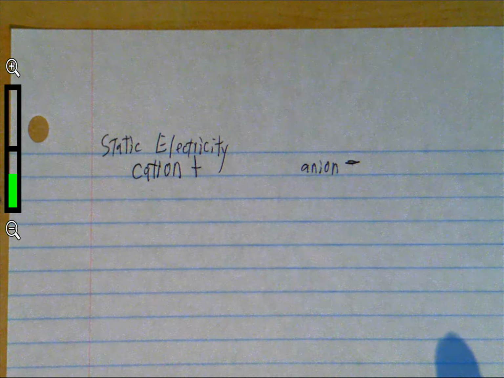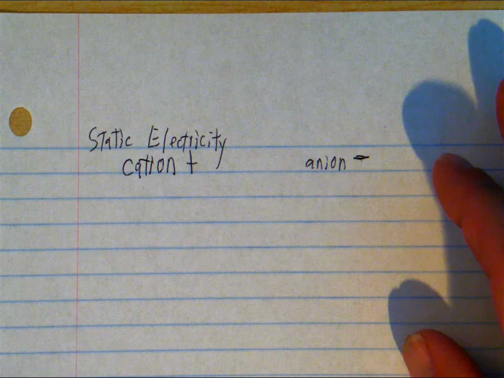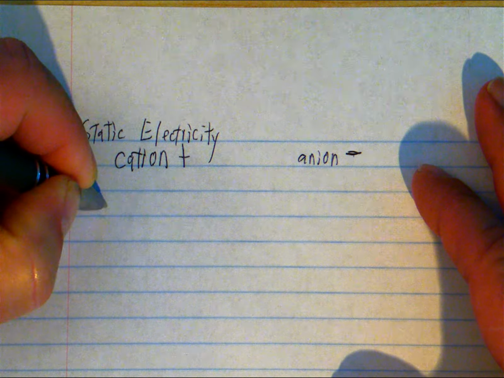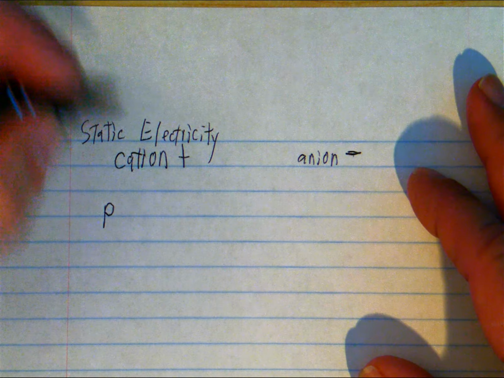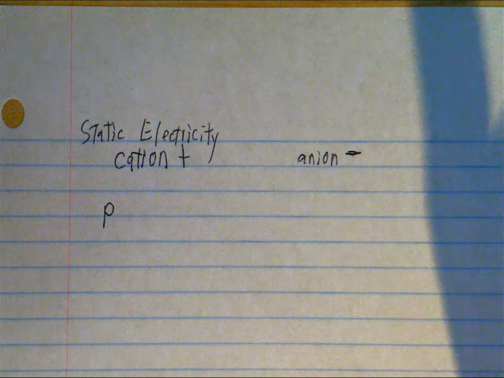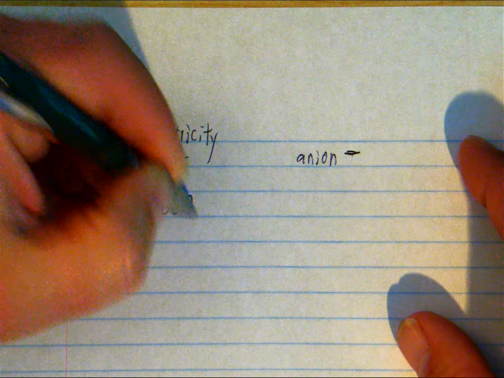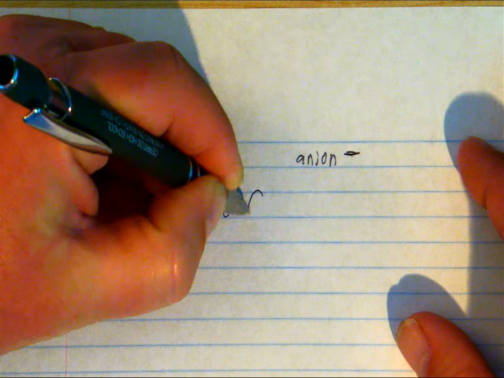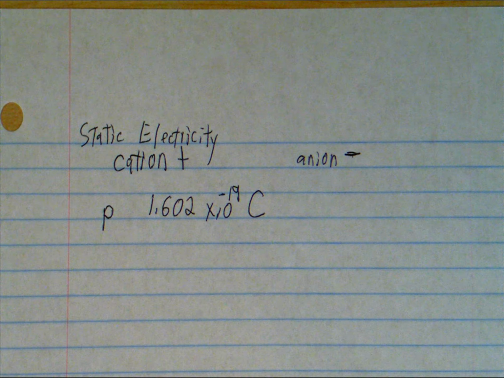All right, so there are formulas and numbers that we can put to our study of static electricity. The charge on a single proton is, in metric units, 1.602 times 10 to the negative 19th power coulombs. A coulomb is a unit of electrical charge.